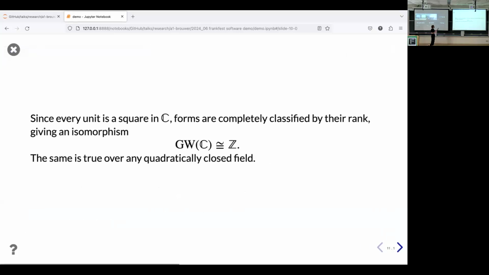So over the complex numbers, what I do is I take some symmetric matrix. We apply this theorem. I can diagonalize it. I get entries along the diagonal. And let's remember that each of those entries are the additive generators, and they only matter up to a square. And every unit is a square in C. So every matrix of rank n is isomorphic to the matrix that's just the identity matrix. So forms are completely classified by their rank. And this gives you an isomorphism between the Grothendieck-Witt ring of C and the integers after you group complete. And this holds for any quadratically closed field. Right? Anytime I diagonalize and then look at the square classes, they're all going to be the same as 1.